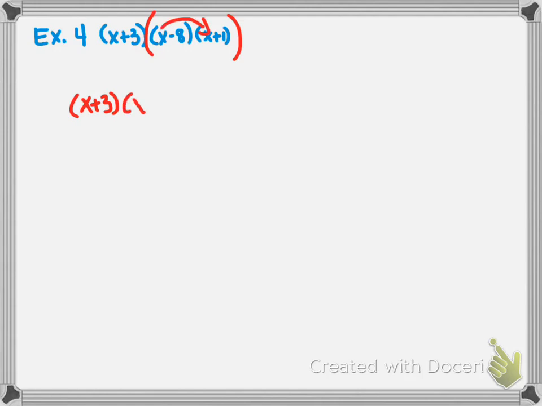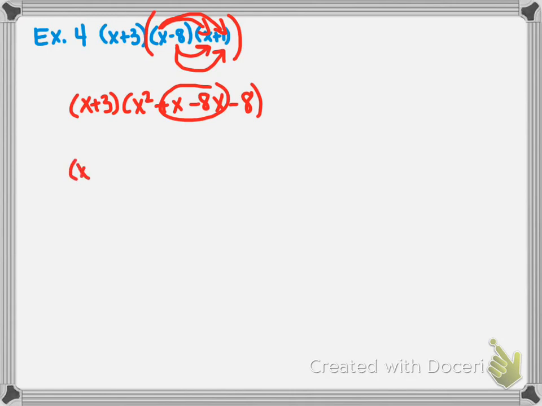So remember, x times x is x squared, x times 1 is 1x, negative 8 times x is negative 8x, negative 8 times 1, negative 8. And I can combine the two linear terms, positive x minus 8x, and get x plus 3 times x squared minus 7x minus 8. Now this becomes like example 3, and we're going to distribute both terms in the first binomial with all three terms in the second trinomial.